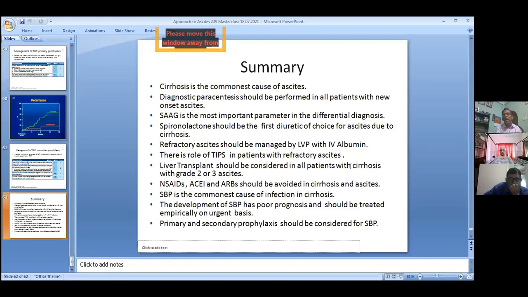The non-steroidal anti-inflammatory drugs, ACEI, that is angiotensin converting enzyme inhibitors, and angiotensin receptor blockers should be avoided in patients of cirrhosis with ascites. SBP is the commonest cause of infection in cirrhosis, and development of SBP has a poor prognosis and should be treated empirically and on an urgent basis. And I have mentioned that primary and secondary prophylaxis should be considered for spontaneous bacterial peritonitis.